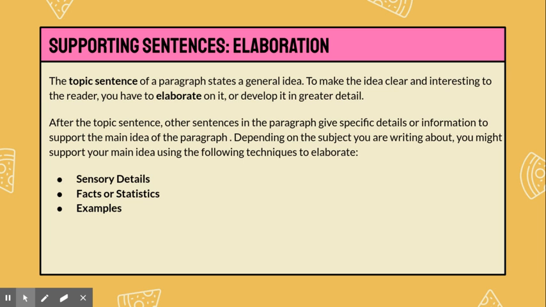Supporting sentences allow you to elaborate. The topic sentence of a paragraph states a general idea. To make the idea clear and interesting to the reader, you have to elaborate on it or develop it in greater detail. After the topic sentence, other sentences in the paragraph give specific details or information to support the main idea of the paragraph. Depending on the subject you are writing about, you might support your main idea using the following techniques to elaborate: sensory details, facts or statistics, and examples.